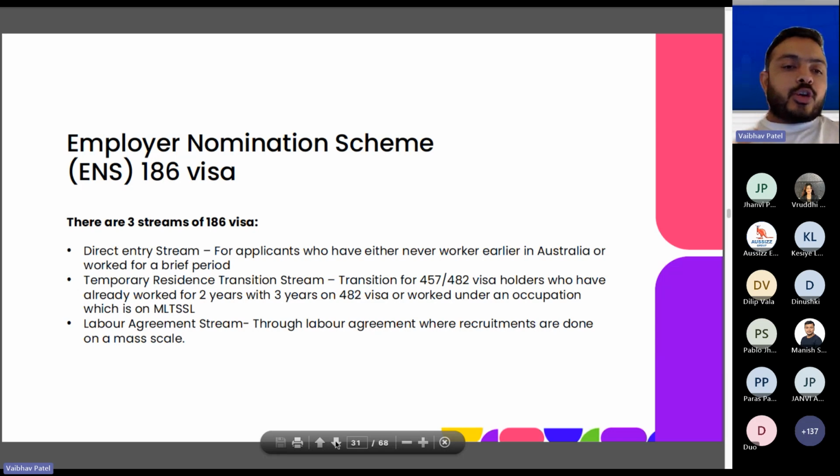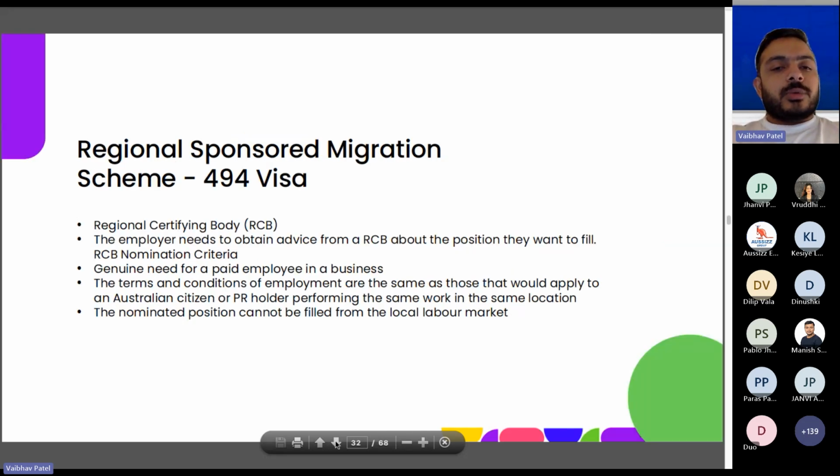For a direct entry stream, your occupation must be on a medium and long-term list, whereas for a temporary transition stream, your occupation can be on a short-term stream or a medium and long-term stream. Labor agreement: if both of the above streams are not available for your particular occupation, you can go for a labor agreement. So your employer will have to first apply for a labor agreement. If it is approved, then only they can sponsor for subclass 186 visa.